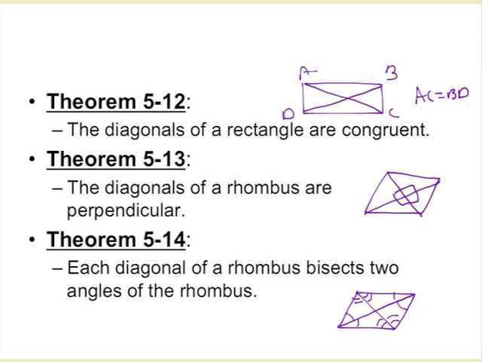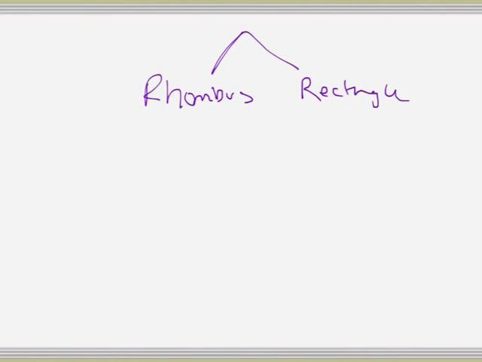All right, so now we're going to go back to our flow chart and fill in some more information about our new figures. Under parallelogram, it branches out to say rhombus and rectangle. Under rhombus, the first thing we want to say is the definition of rhombus. We'll put a star by that because definitions are really important. And what is the definition of rhombus? Four sides congruent.